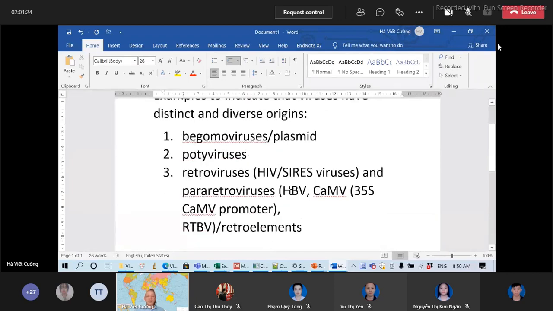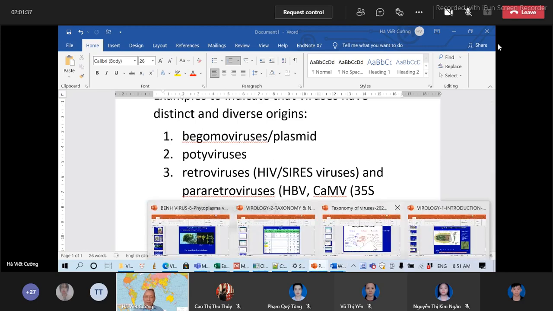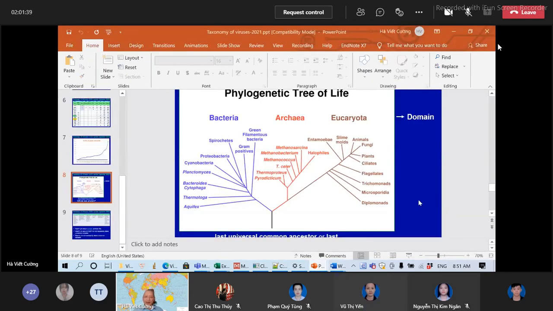You can see here we have three groups of viruses. They have three distinct origins. They don't share a common ancestor. Understand what I mean here? That's why we cannot put the virus group in this tree, because they have distinct origins. Now we move on to the next.